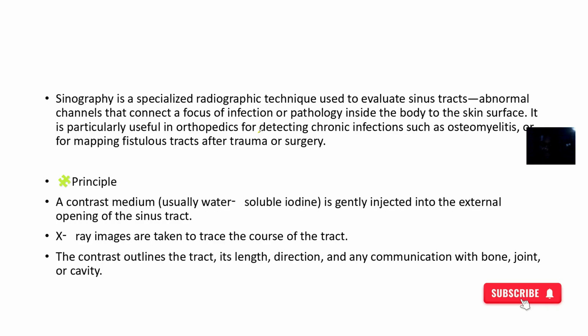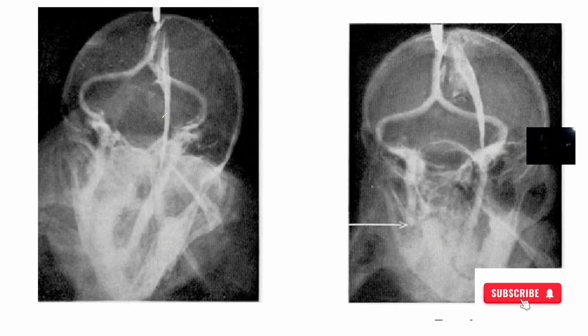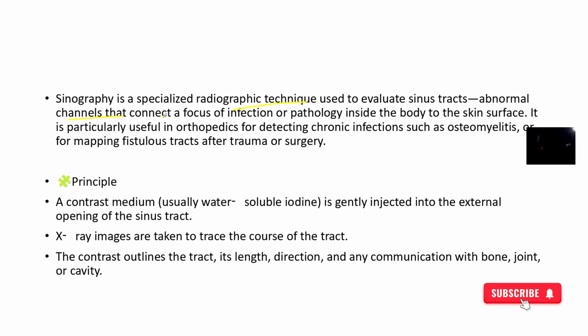So sinography, just so you know, is a specialized radiographic technique, and it's used to evaluate sinus tracts. Sinus tracts are just abnormal channels. Those channels usually form when there's an infection or a pathology inside the body. They form from the body right to the skin surface, usually so that the pus can track out.